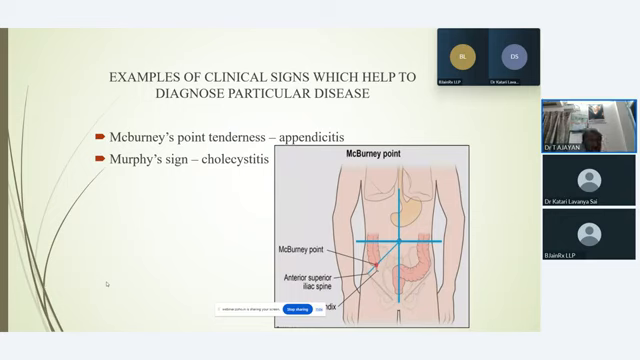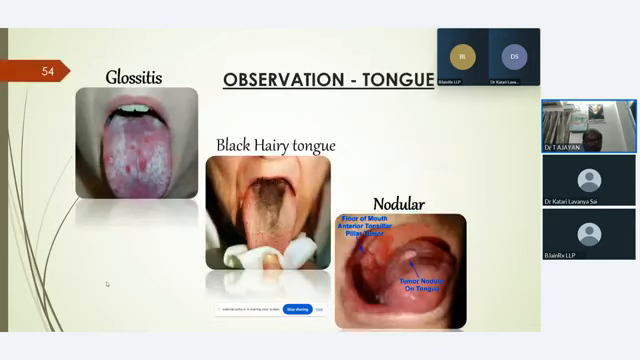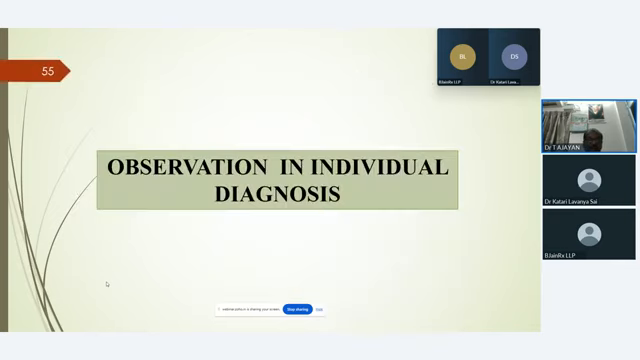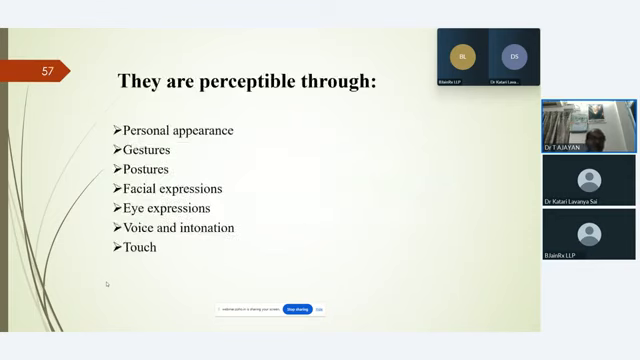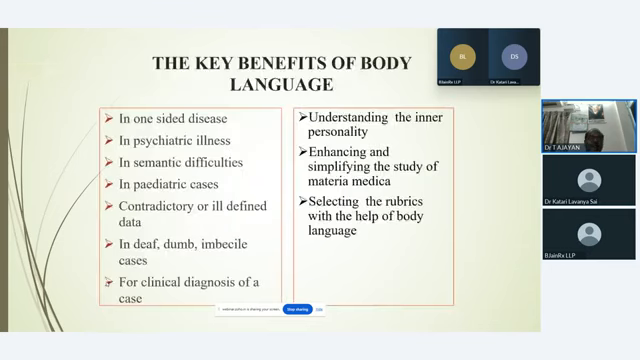The pain over McBurney's point is appendicitis. Then Murphy sign is a classical feature of cholecystitis. Then glossitis. Individual diagnosis, that means it will help for selection of the homeopathic medicine. These are perceptible through the workout: the personal appearance, then gestures, posture, facial expression, eye expression, voice intonation, touch, etc.